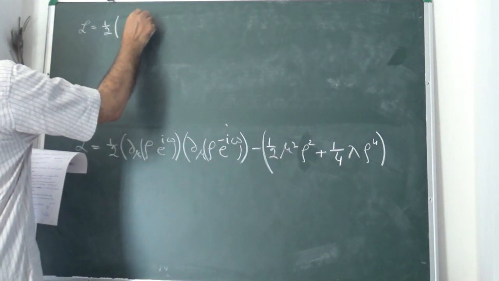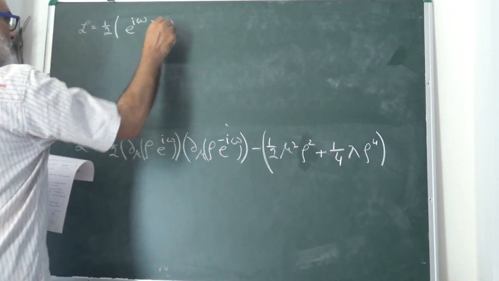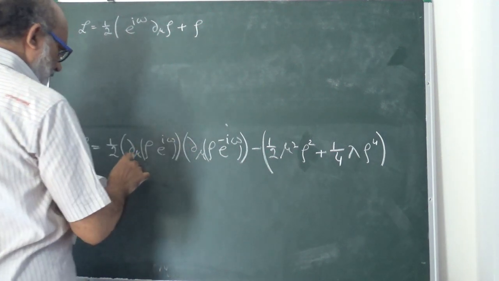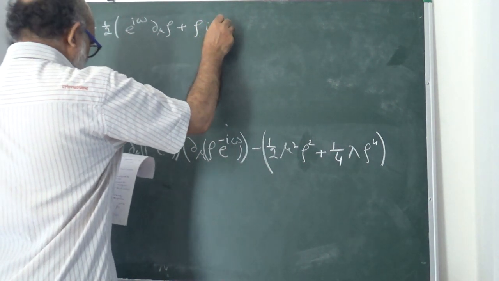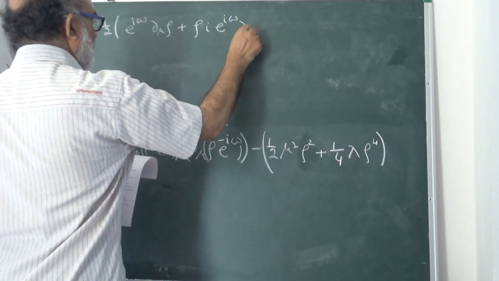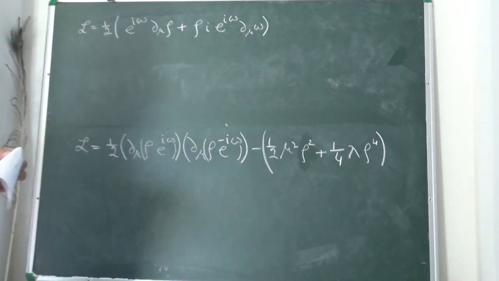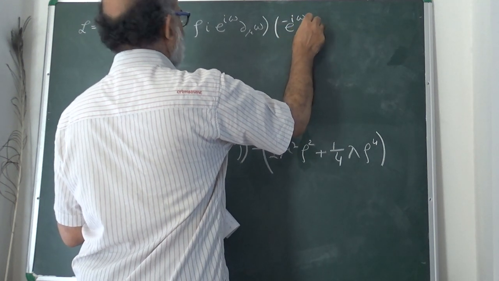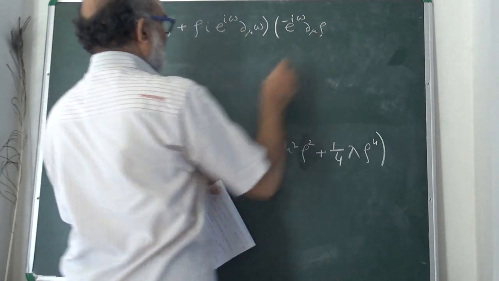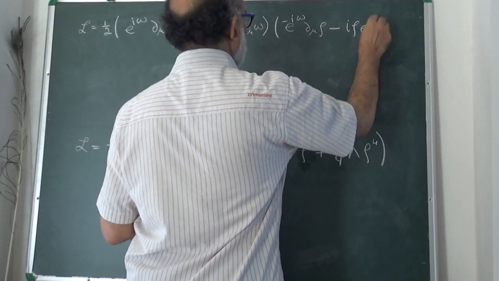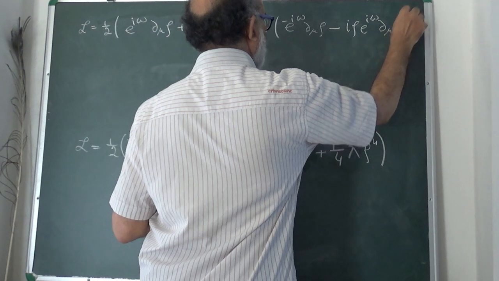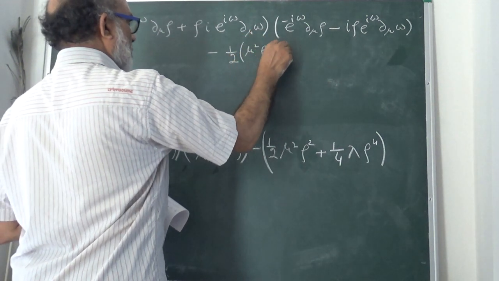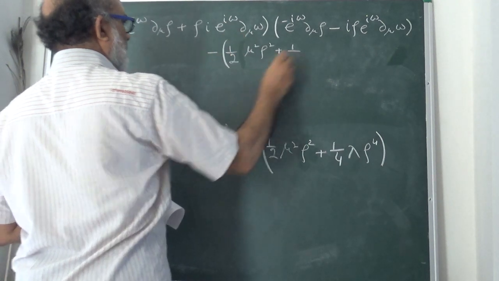If you take the derivative, this will be e to the power i omega, taking this as a constant, differentiate this, plus, now taking this as a constant and differentiating this, this will be i rho e to the power i omega del mu omega. And again this part e to the power i omega d mu rho, and here it will be a minus sign, so it will be minus i rho e to the power minus i omega d mu omega, this part. And then we have 1/2 mu squared rho squared plus 1/4 lambda rho to the fourth.